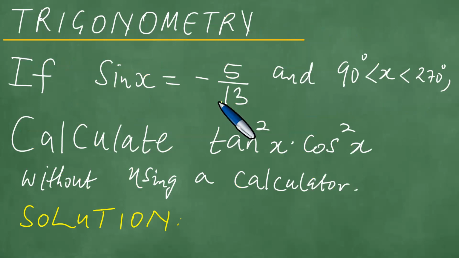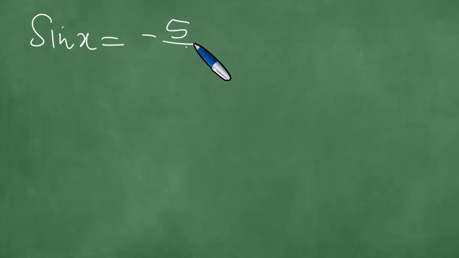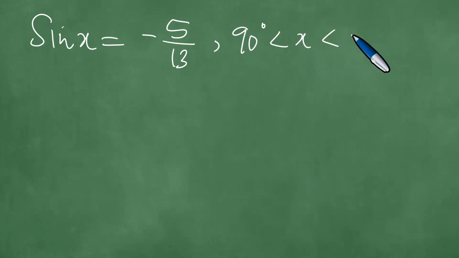If the sine of x is minus 5 over 13 and the angle theta lies between 90 degrees and 270 degrees, we must be able to calculate the tangent squared times the cosine squared without using a calculator or a computer. So something to note here. First things first, you need to draw a diagram. You have been given the sine of x, which is minus 5 out of 13, but it's not the only piece of information the examiner gave, they also gave this information here.